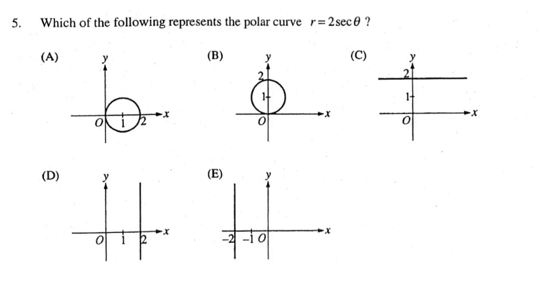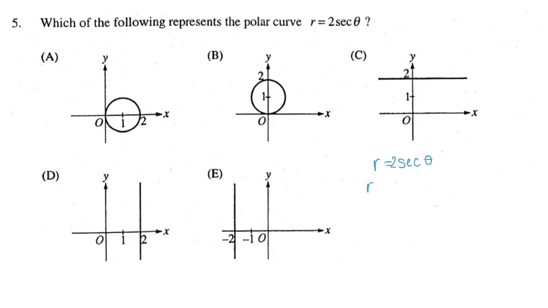Okay, number 5, which of the following represents the polar curve r equals 2 secant theta? And notice every part of the graph is in terms of x and y. So we need to change from our polar form to our rectangular form. Oh, I forgot my 2 here.